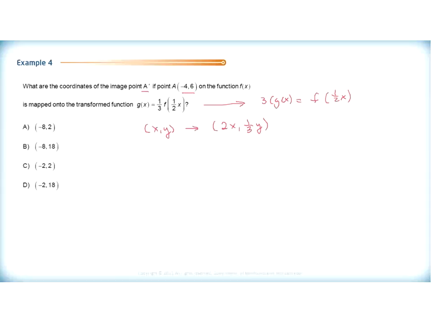There's our mapping rule. We simply need to plug in our point (-4, 6) into that mapping rule and see where the coordinates of the new point will be located. So 2 times -4 is -8. 6 times 1/3 is 2. (-8, 2). The correct answer is A.